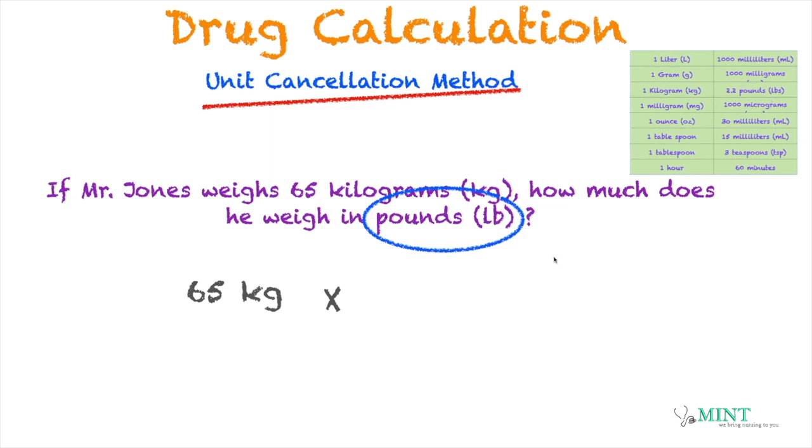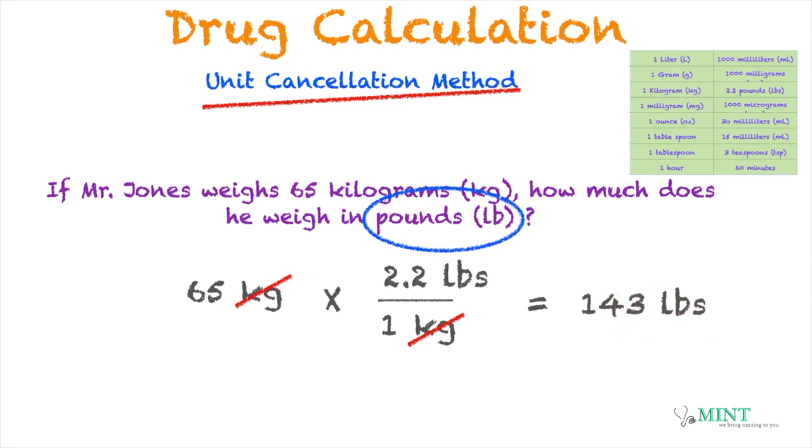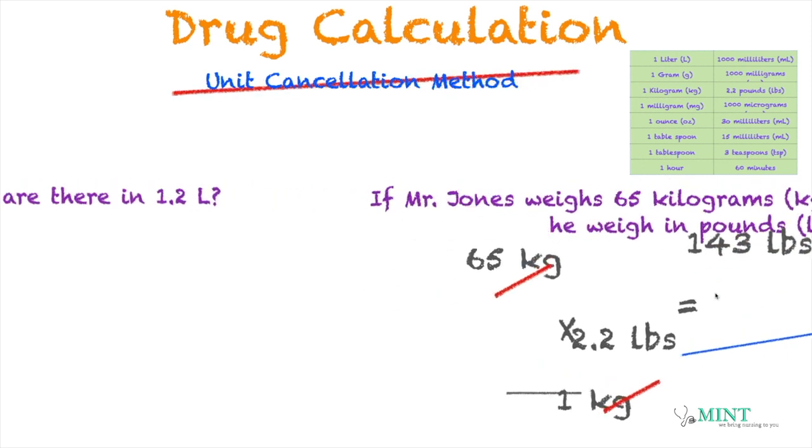And the way we are going to write that down is 1 kilogram, 2.2 pounds. So we are writing it this way because now we are able to cancel kilograms and kilograms. So we are going to be left with the unit pounds, and this is what the problem is looking for. So now let's do the math. 65 times 2.2 divided by 1, that will give us 143 pounds. Let's move on to the next problem.